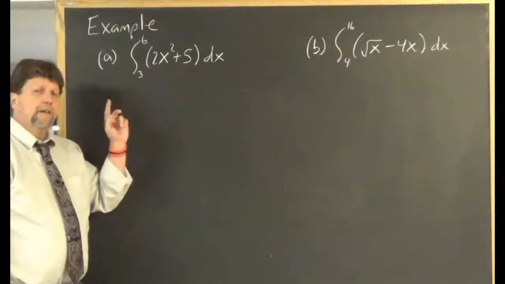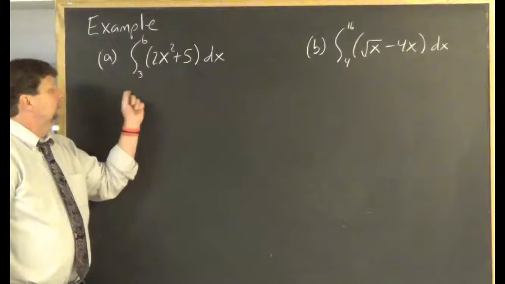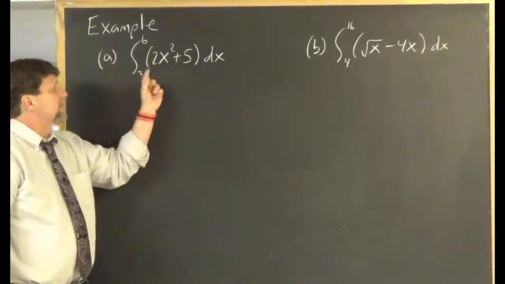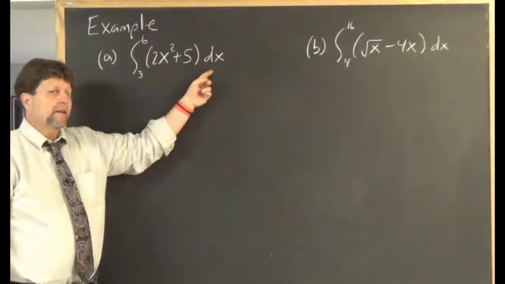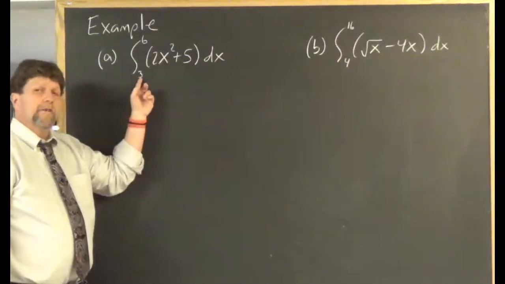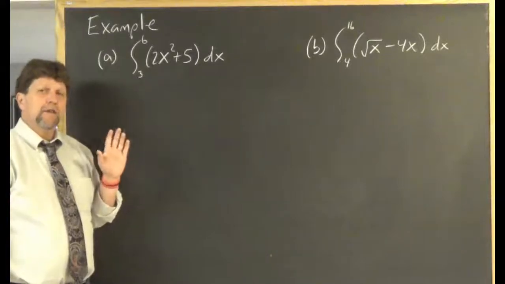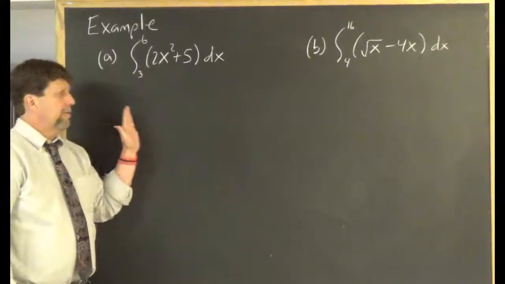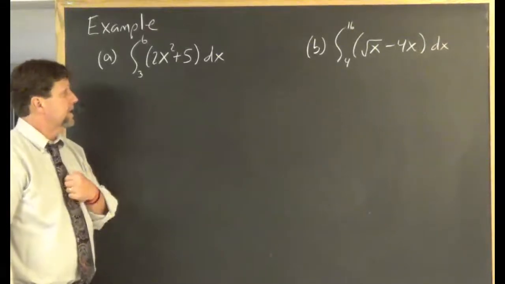So one more time, here's how you read this. This is a definite integral. You read it as the integral from 3 to 6 of 2x squared plus 5 dx. 3 is the lower limit of integration. 6 is the upper limit of integration. It's telling you the interval from 3 to 6 on the x-axis.